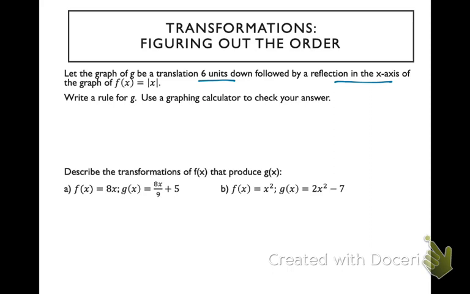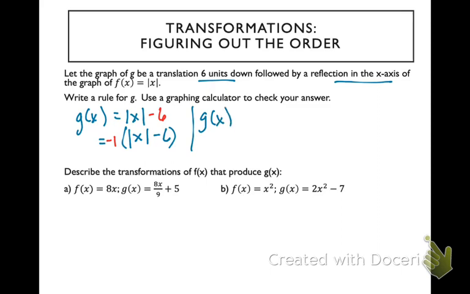The first thing we'll do is translate f of x 6 units down. So g of x is the absolute value of x minus 6. Now, reflection in the x-axis means we need to multiply everything by negative 1. So we get negative absolute value of x plus 6.